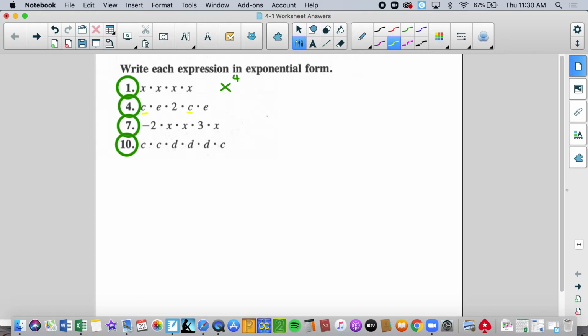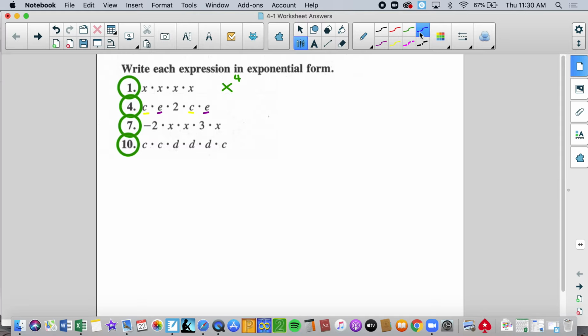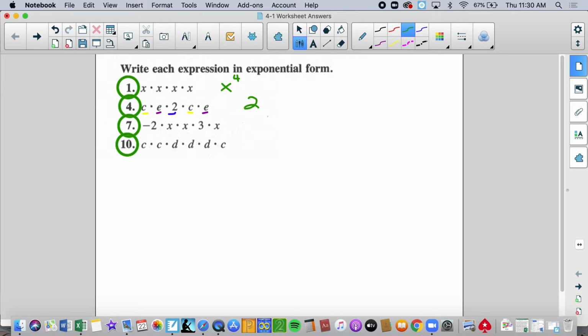Here we have, those are like bases. The e's are like bases, and then we have a constant. And the constant's always going to go out front. So you have your coefficient, and then you're going to write your variables in alphabetical order. So c is going to come before e. We have 2 c's and 2 e's. So you can write 2 c to the second e to the second.